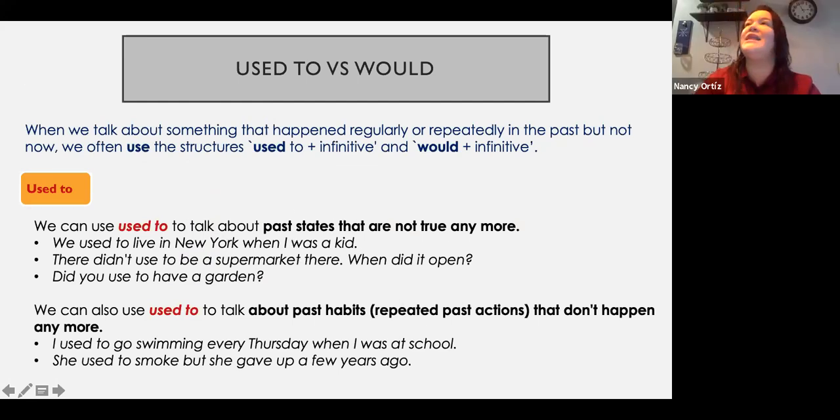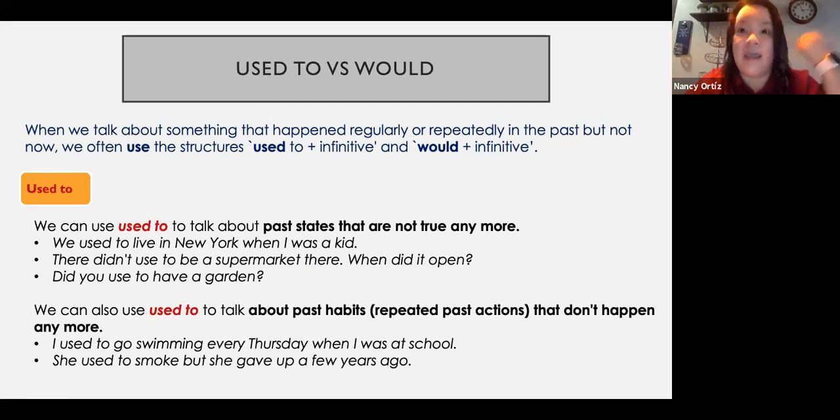Okay, check. What is a state? A state is something that is longer. It has more length of time or more duration. For example, living in New York is not something you repeat, you just live there for years. The supermarket being there is not a repeated action, it's a state with a longer period of time.